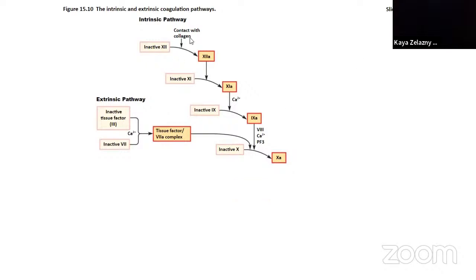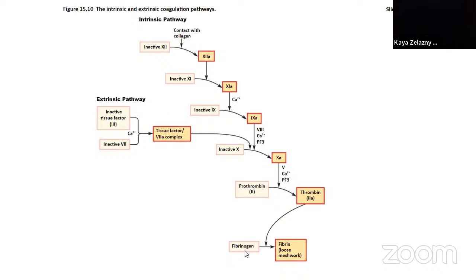So both these pathways converge upon this activation of factor 10. Then factor 10 activates thrombin from its precursor molecule, prothrombin. Thrombin first activates fibrinogen into loose fibrin. And then through an indirect action, activating another factor, it stabilizes that meshwork as well.